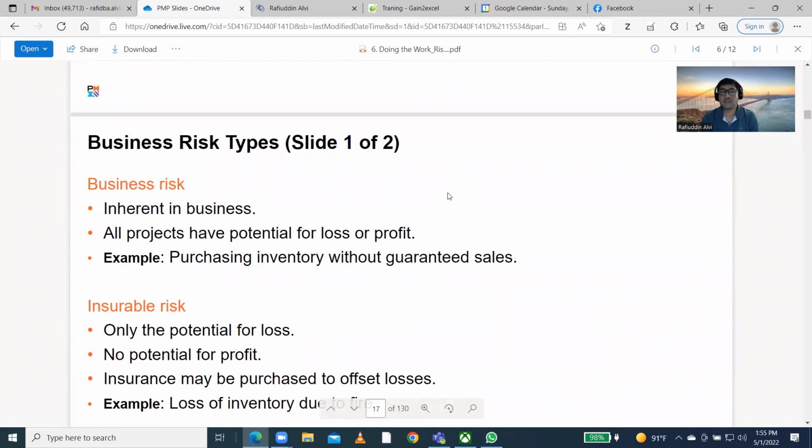There are also business risks, which come from the business. That means some business is getting affected, or there is some loss or profit in the business. Some can be related to inventory. That is also a business risk. Then you have insurable risk, meaning only potential for loss. If you feel some loss is possible and there is no potential for profit, then you need to get it insured by some company, or buy some kind of insurance policy. That is insurable risk.